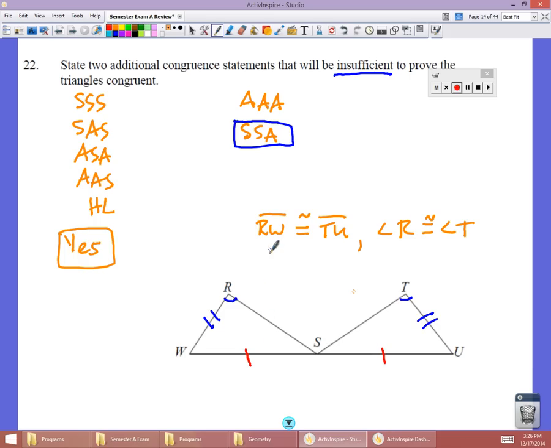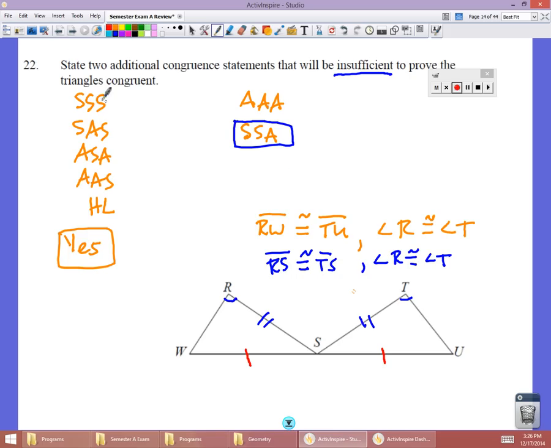If instead of side RW, another way we could do it is we could use side RS congruent to side TS, and we would still have angle R congruent to angle T, and this would still be an insufficient way of proving it, because basically these two sides would not be there, but we'd be marking this side congruent to this side, and again we have side-side-angle where the angle is not included. So that's just two examples, and there may be some other examples as well.